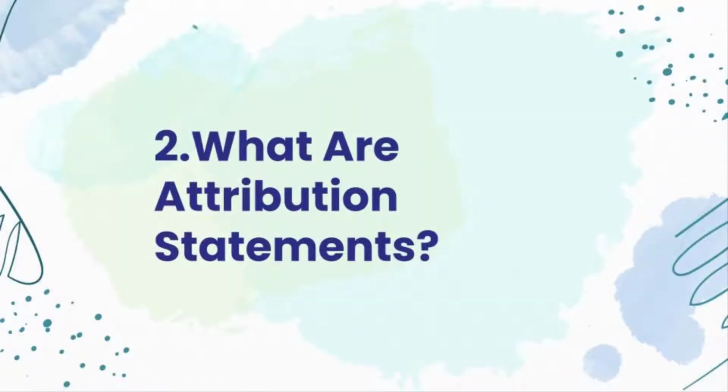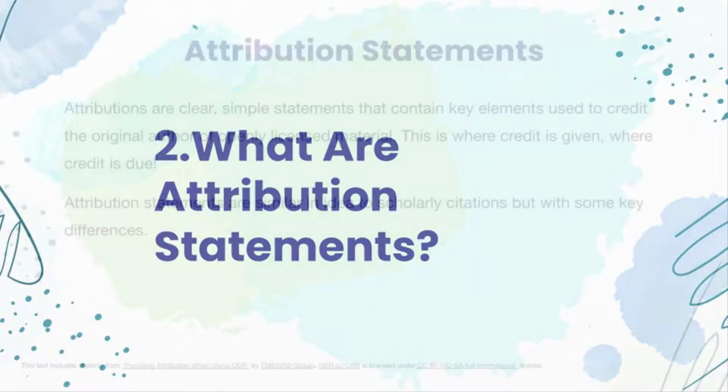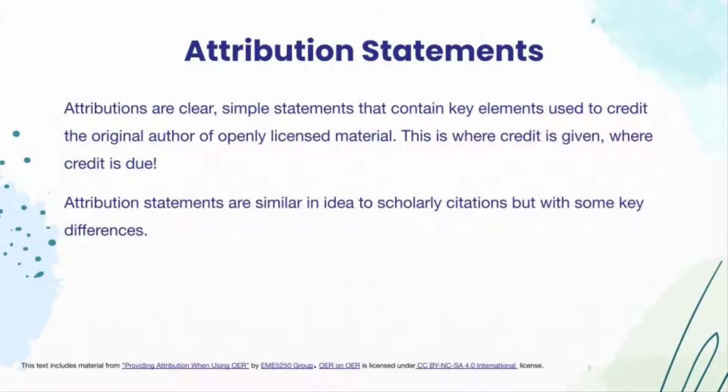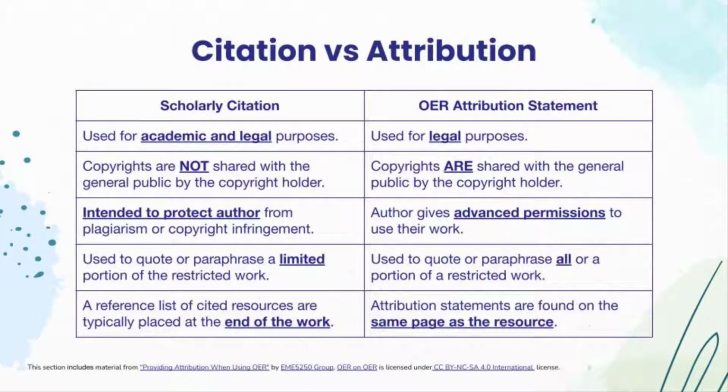So, what are attribution statements? Attributions are clear, simple statements that contain key elements used to credit the original author of openly licensed material. This is where credit is given and where credit is due. Attribution statements are similar in idea to scholarly citations, but with some key differences. Here are some key differences between scholarly citation and an OER attribution statement.